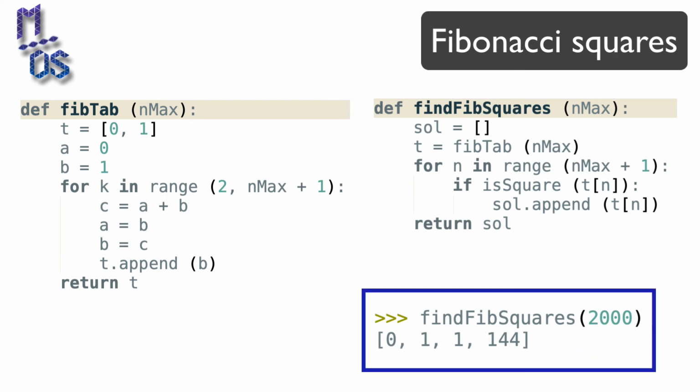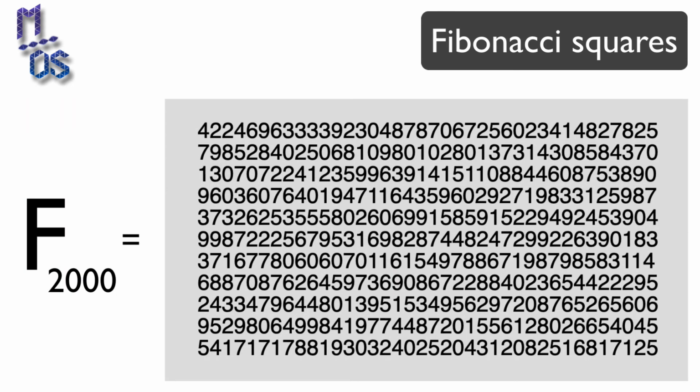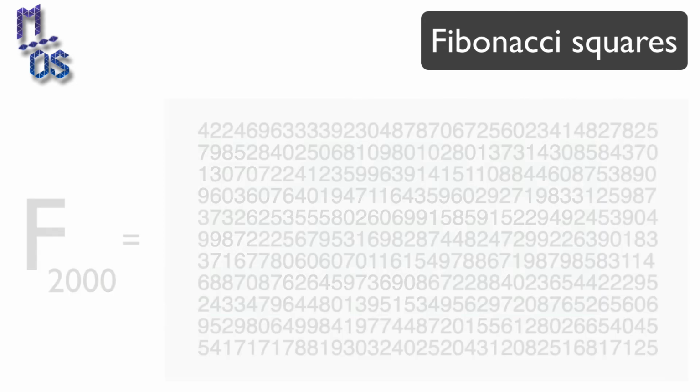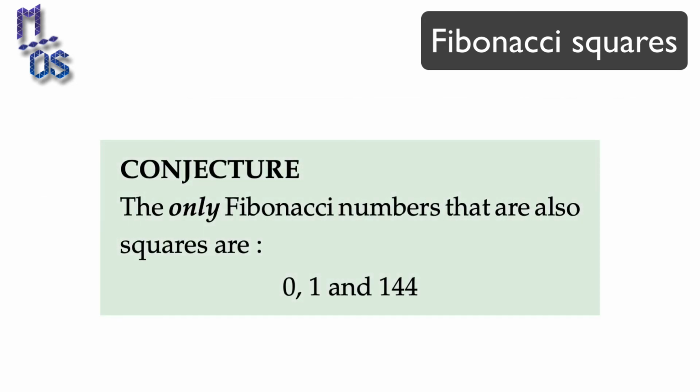If you do so, you'll notice that except for 1, 0, and 144, there are no other perfect squares among the Fibonacci numbers of index less than 2000. And f sub 2000 is quite a huge number. Of course, this doesn't prove anything, and it could be that there are other perfect squares later on. But we can formulate the conjecture that there aren't any.